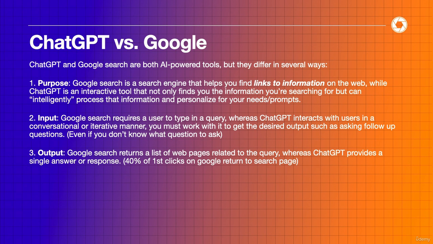Next up is output. So Google searches return a list of web pages related to your question, where ChatGPT can provide a single answer or a specific response. And an interesting statistic that I came across recently was that 40% of first clicks on a Google search, that user generally returns to the search page.